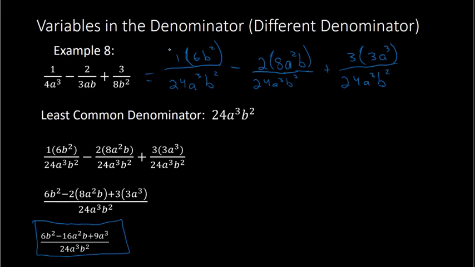So now we've worked with variables in the denominator, where the denominators are different. Now, what if we had polynomials in the denominator? So here we see x over x squared minus 1 minus 4 over x minus 1. So first thing is I need to determine a least common denominator, and to do that I need to factor any denominator that needs to be factored. So x squared minus 1, that is a difference of squares and can factor to be x minus 1 times x plus 1.